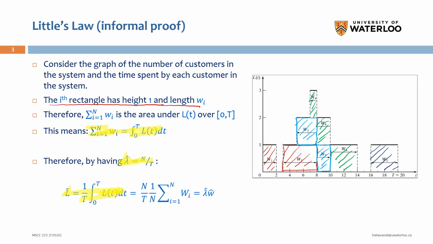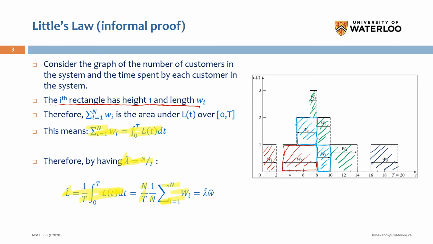So if we multiply this by n over n, and n over n is 1, right? And if you multiply anything by 1, it won't change. So by having n over n, we can say we have n over T times 1 over n, and we know that the integral from 0 to T of L(t) dt equals the sum over i of Wi, right? So by having this, as you see here, we have this.